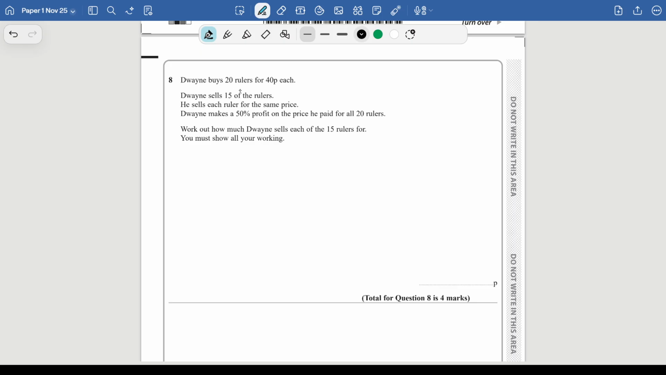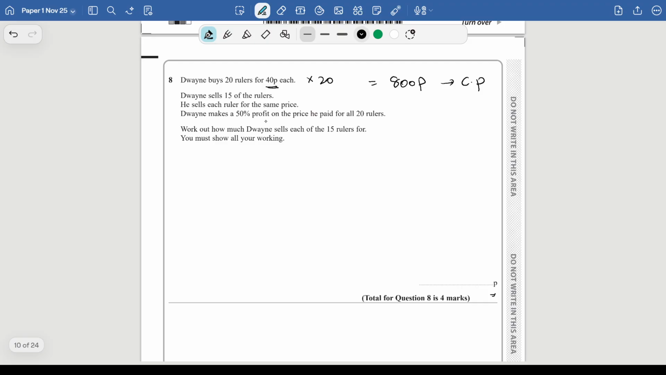So he bought 20 rulers for 40p each. So the cost of 20 will be 40 times 20, which is 800p. Let me keep it as p because it wants the final answer in terms of p. So 800p is the cost price of all 20 rulers. And he sells 15 of the rulers, each of the 15 rulers sold for the same price.